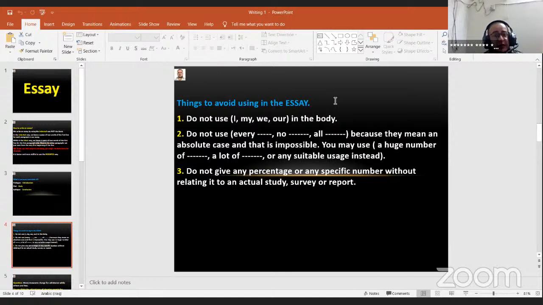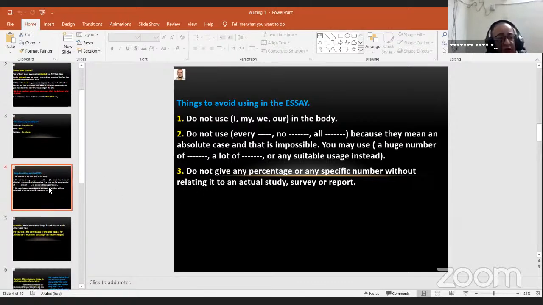Do not give any percentage or any specific number without relating it to an actual study, survey, or report. And that is really important. Number 4, which is not written here, I'm going to say it orally: do not abbreviate while writing. Do not use short forms in writing.